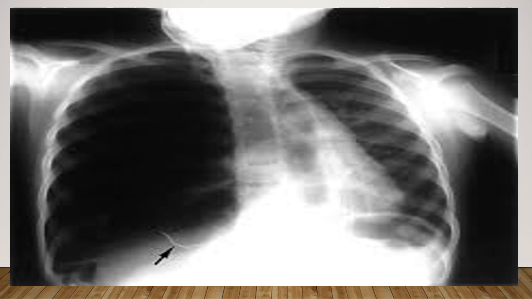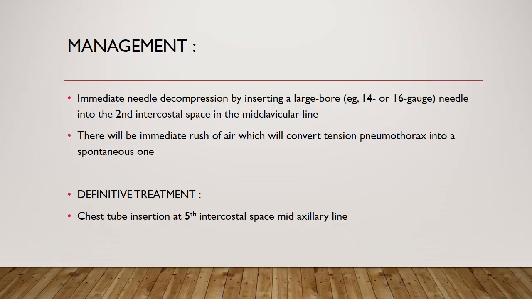So this is the picture of tension pneumothorax. You can clearly appreciate that the trachea is deviating towards the unaffected lung. Immediate needle decompression is needed by inserting a large bore, either 14 or 16 gauge needle, into the second intercostal space in the mid-clavicular line.